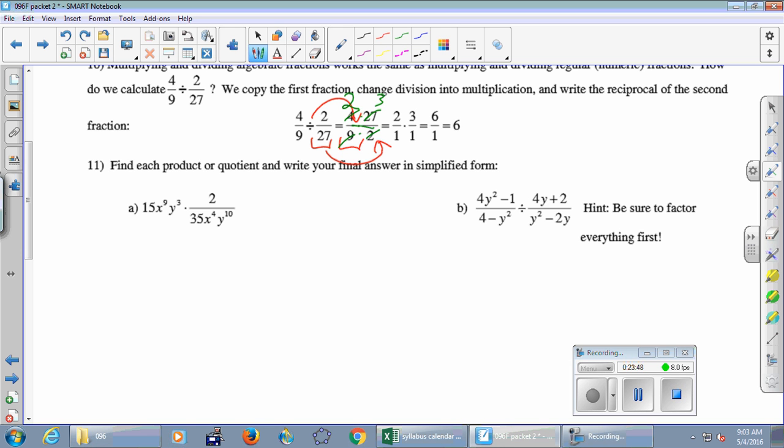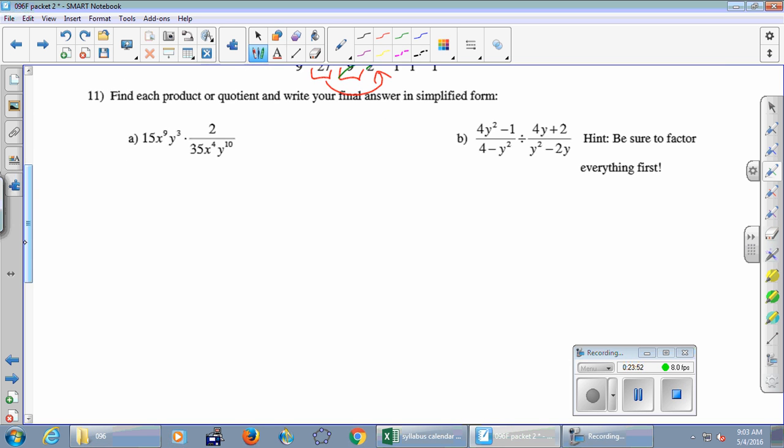So that's division and multiplication both together. So let's take a look at 11a. We've got 15x to the 9y cubed times 2 over 35x to the 4y to the 10. So we're going to multiply. In order to multiply fractions, personally, I really like them both to look like fractions. So how can I alter this first guy? Over 1. Now it looks like a fraction.